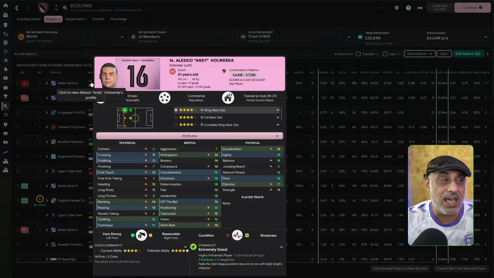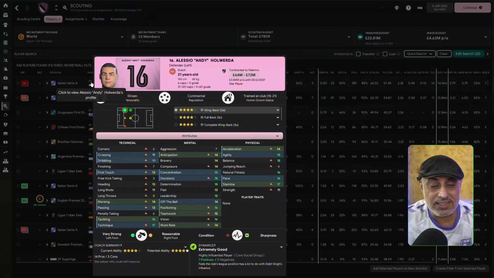This is Alessio Holweda. Now, looking at his attributes alone, the value of the player is almost 72 million. But when you look at his attributes, any person in his right mind is probably going to go into the game and go, hey, I want to start with him. Like, I'm looking at him and I'm going, I want to start with him in every single game.